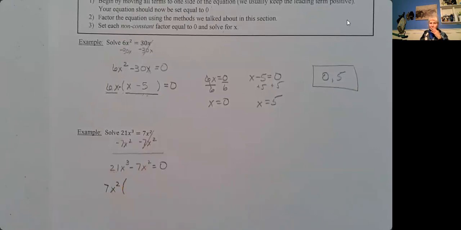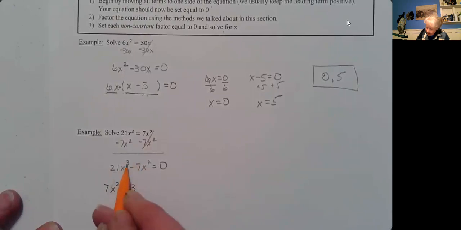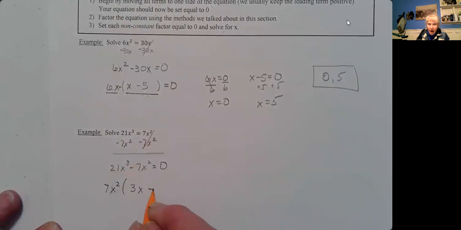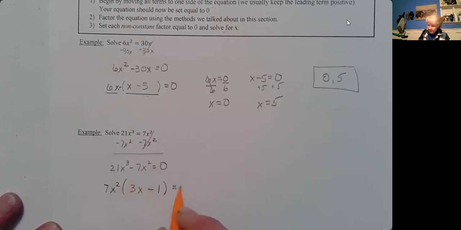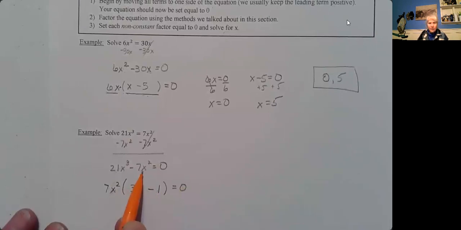Now, 21 divided by 7 is 3. X cubed divided by x squared is x to the first. If you multiply, you go back. Minus 7 divided by 7 is a minus 1. X squared over x squared is also 1, so you do need that 1 there. Multiply it out. This times this gives you back to the original. Now, let's set these equal to 0.